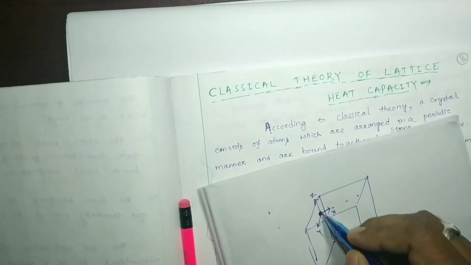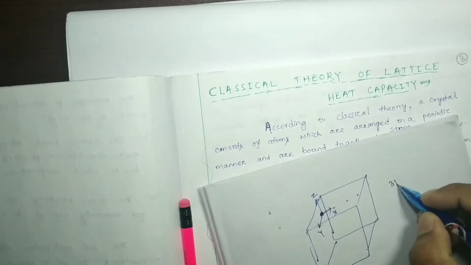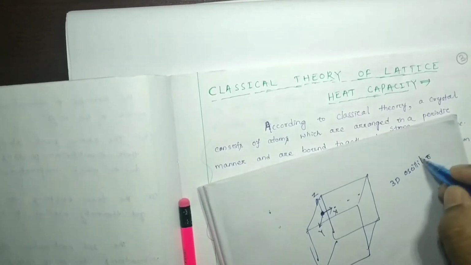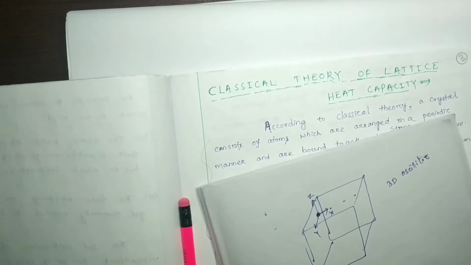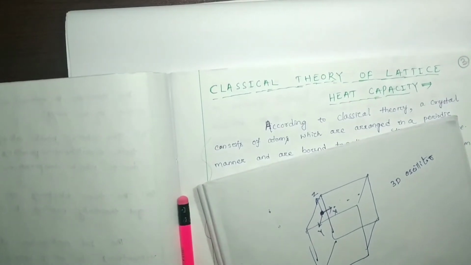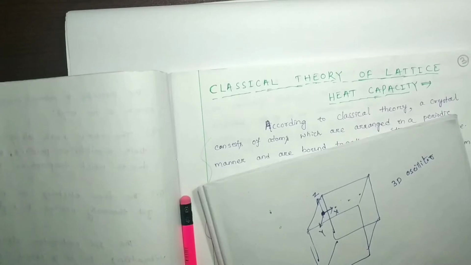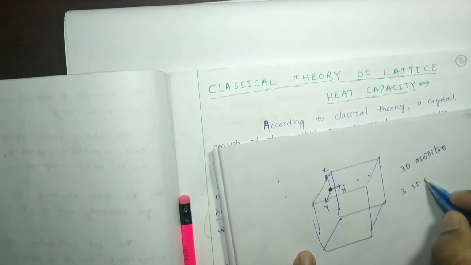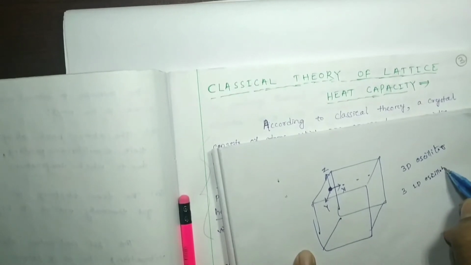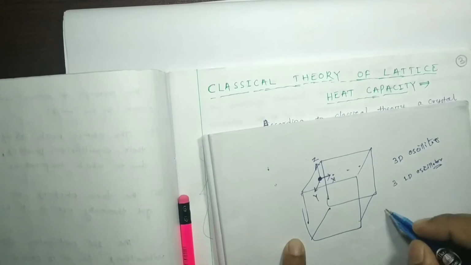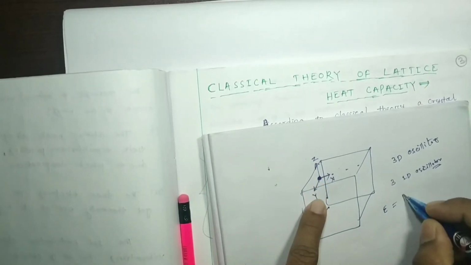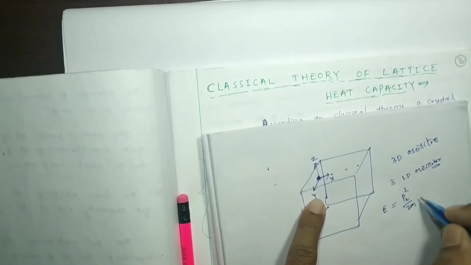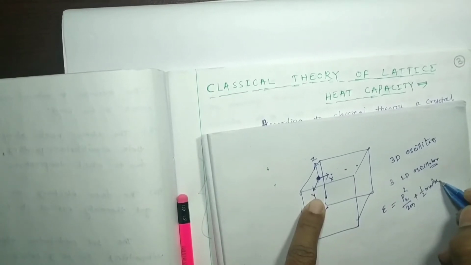That means one atom acts as a three-dimensional oscillator, or we can say one atom will be considered as three 1D oscillators. And the total energy of this atom, suppose we consider along the x-axis, will be p x square by 2m plus half m omega square x square.